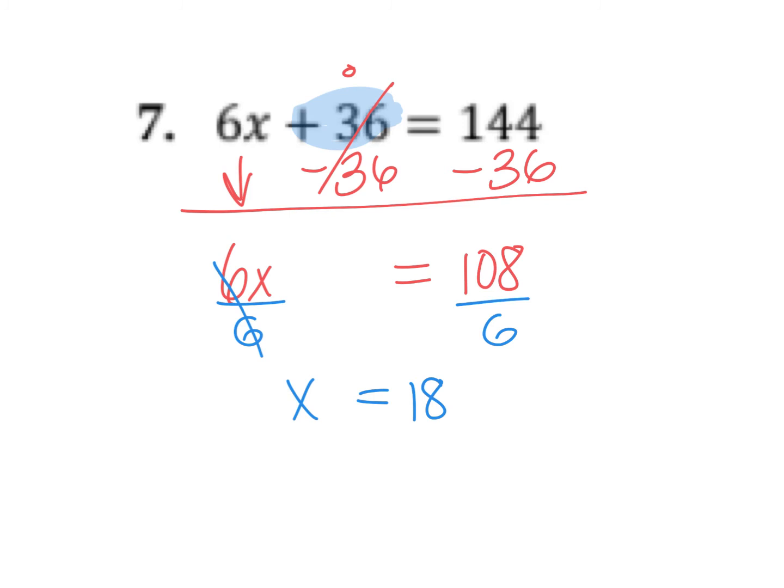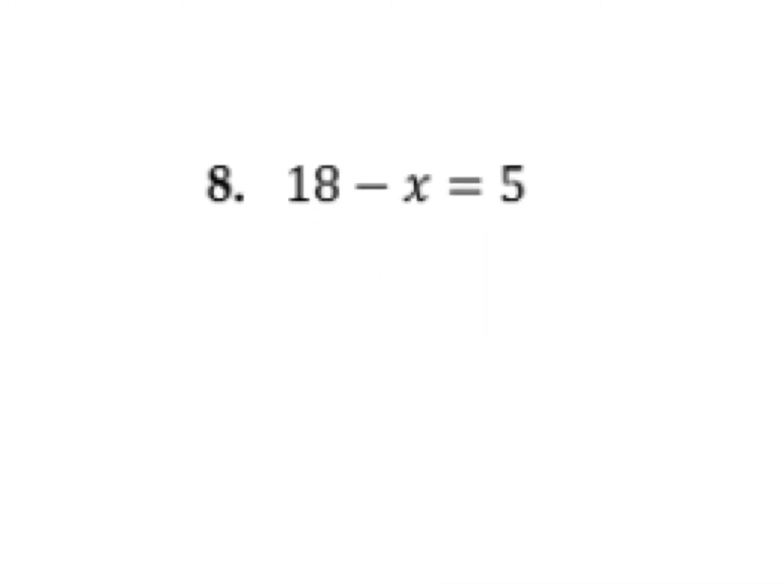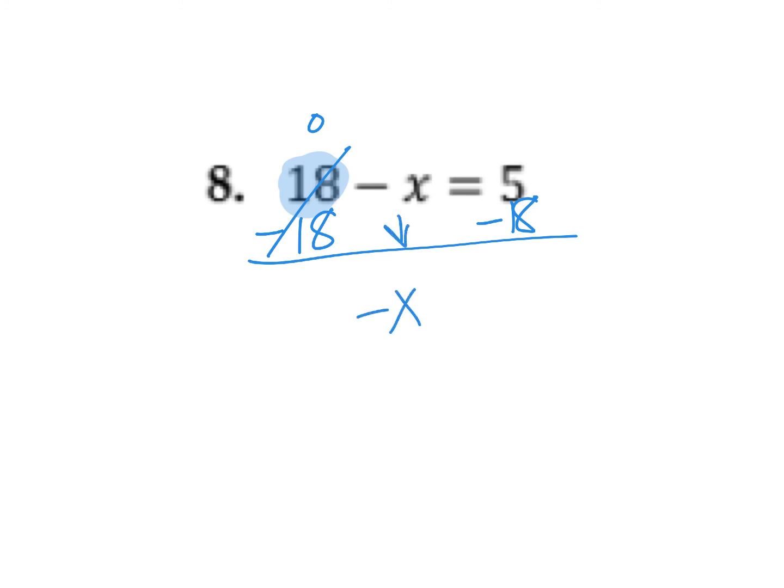All right, number 8. I have 18 minus x equals 5. Start with your regular number here. It's just a positive 18, so in order to cancel that and make 0, I have to subtract 18, because positive 18 minus 18 is 0. So I gotta subtract 18 on both sides. Bring down the negative x. Make sure you look in front for that sign. And then 5 minus 18 gets us negative 13. So I have negative x equals negative 13.